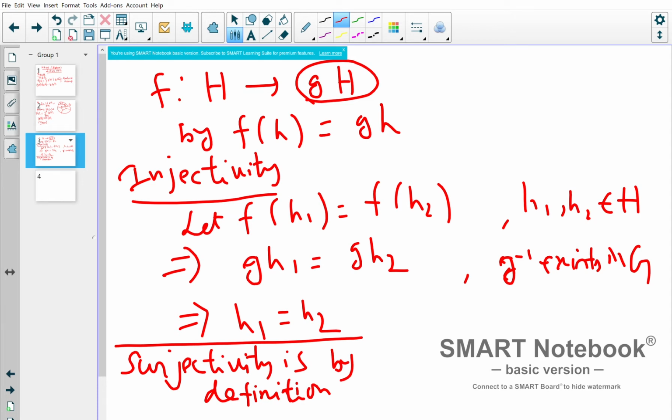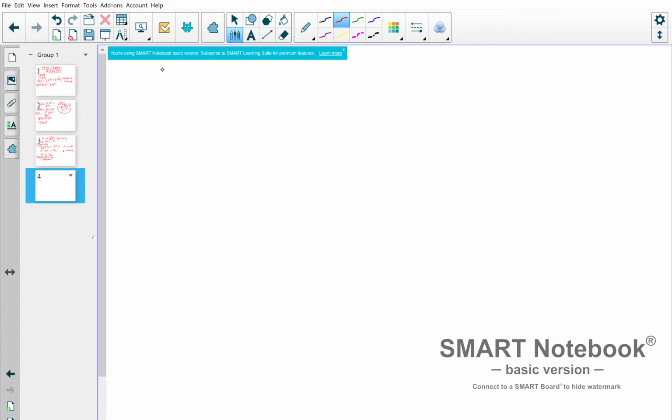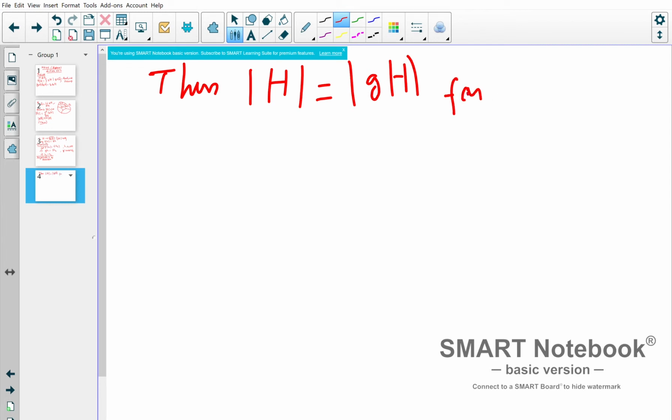An element of gH is of this form, small h belongs to H. So this map is a bijective map, and thus what you get is that the cardinality of H is the same as the cardinality of gH for any g belongs to G. So originally the cardinality of G is nothing but the summation over these.